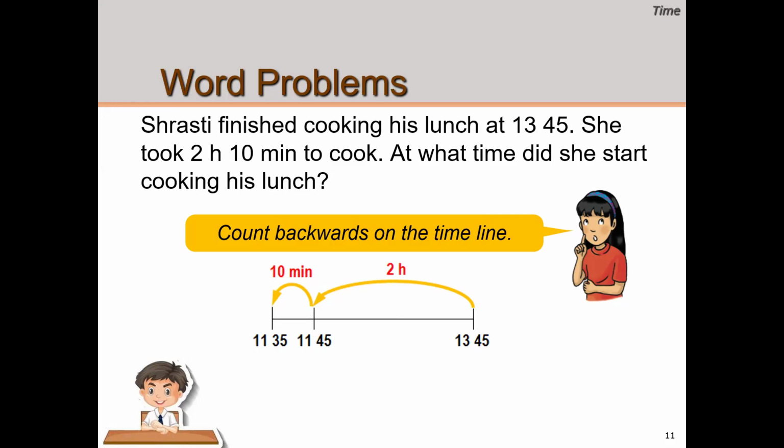That means we have to move back. Okay, so let's start from here. From 1345 hours, going 2 hours back, it will be 1145 hours. Again, we'll subtract 10 minutes. We'll go back 10 minutes more. So from 11:45, we take away 10 minutes. So this will become 1135 hours.